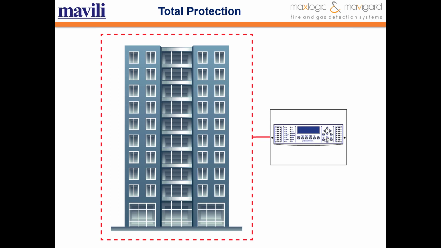Total protection. The total protection system is an automatic fire detection system that covers all the volumes inside the building except those that this manual specifically exempts, areas that do not need to be protected.